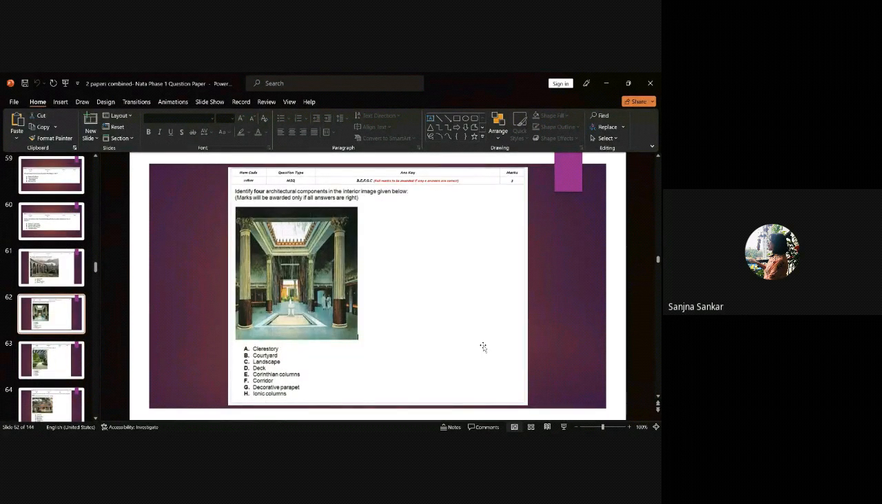Next question is, identify four architectural components in the interior image given below. Here, in the image, identify the four architectural components.